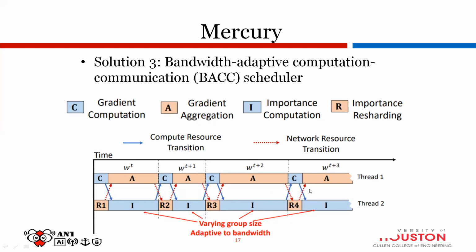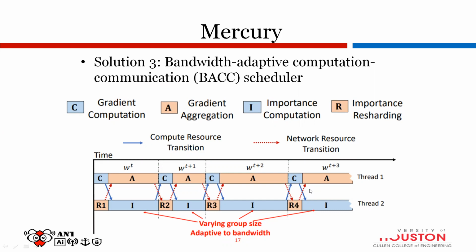But for those four steps, you have a sequence, right? So you need to do something first, then do something later. Say gradient computation and gradient aggregation. They should be done after importance resharding and importance computation, right? So how can you do this? This one looks like you do that simultaneously. How can you make them simultaneous?